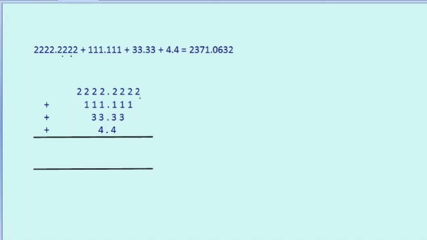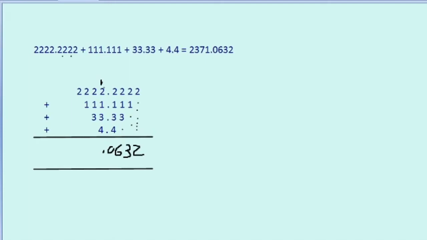Now first this number 2, there are no numbers here. So I'll just write 2 here. Now 2 plus 1, 3, and no numbers here, so this will be just 3. In the third number, 2 plus 1, 3. 3 plus 3, 6, and no number here, so this will be 6. Here 2 plus 1, 3. 3 plus 3, 6. 6 plus 4, 10. So I will write 0 here and carry 1 to the digit after the decimal. And we put a decimal point here.